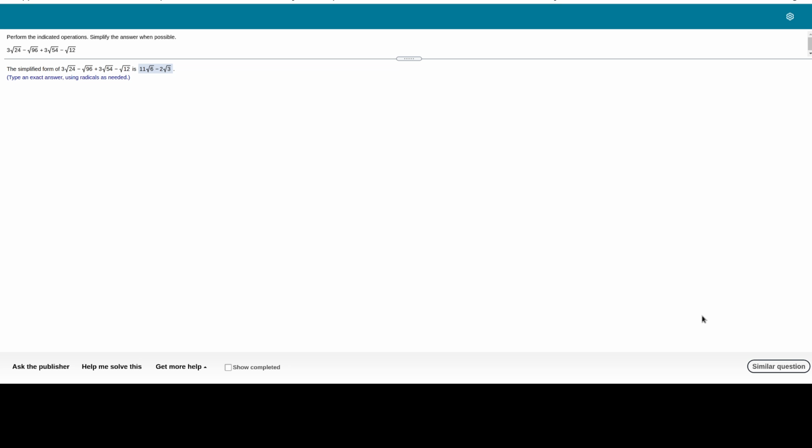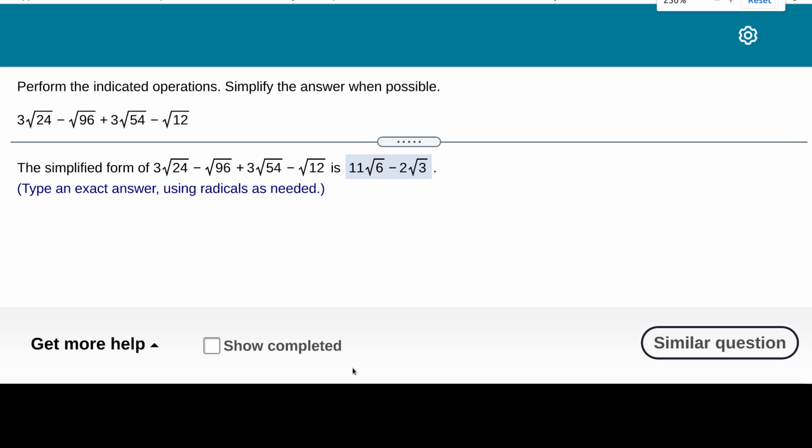All right, so we want to look at this problem here. In fact, let me zoom in on this. Now we see the answer here, but we're going to look at this problem: 3 times the square root of 24 minus the square root of 96 plus 3 square roots of 54 minus the square root of 12. And what we're going to do is use our rules about exponents to make this into a simplified solution.